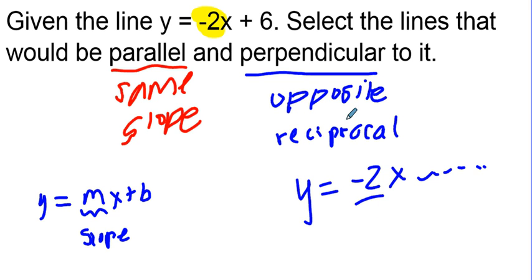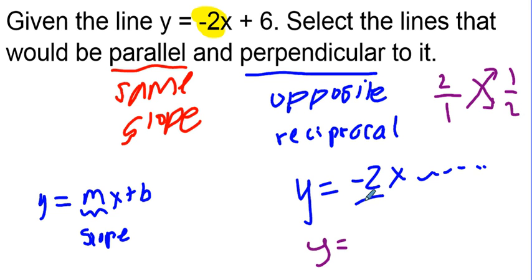Now for perpendicular, it's going to be opposite in sign. So the original one was negative, and it would be positive, and the reciprocal. So if we take 2, and we put it over 1, because it can always be put over 1, and we flip the top and the bottom, we would get 1 over 2.